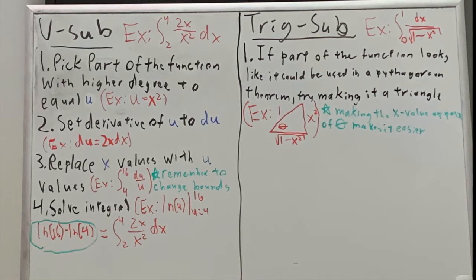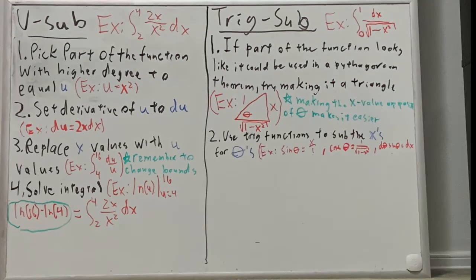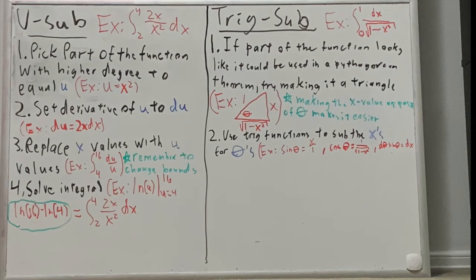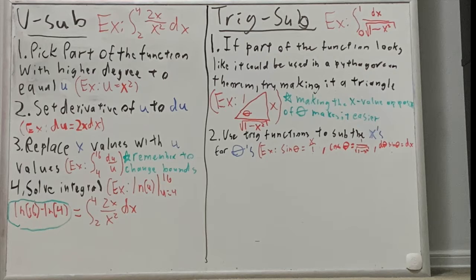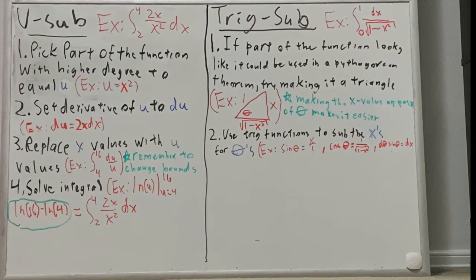So for this example problem, the integral from 0 to 1 of dx over square root of 1 minus x squared, we made a triangle where theta is in the bottom left corner, x is opposite to it, square root of 1 minus x squared is adjacent to it, and 1 is the hypotenuse. Now you can use trig functions to solve for the x's, or to sub the x's for thetas.